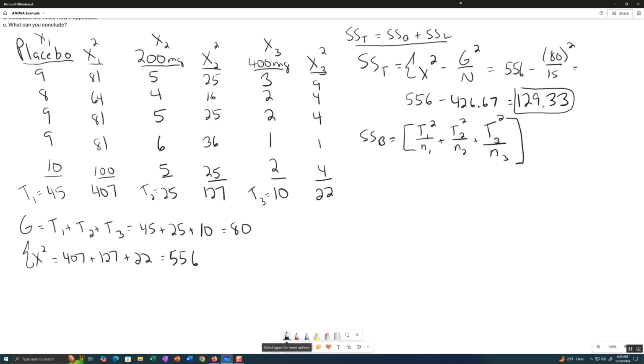This is going to be also minus the G squared over n, which we already have. So that was 426.667, so that's easy to compute. Let's do this part first. T1 is 45, so 45 squared over 5 plus 25 squared over 5 plus 10 squared over 5 minus 426.67.